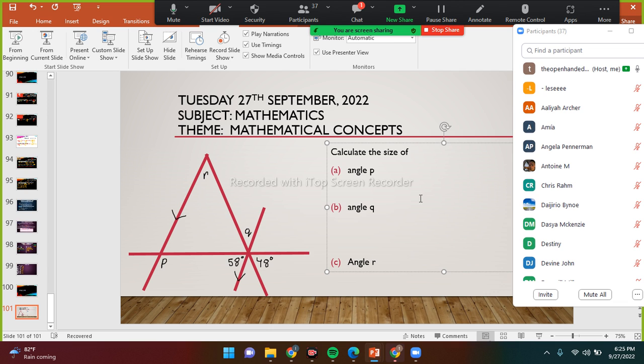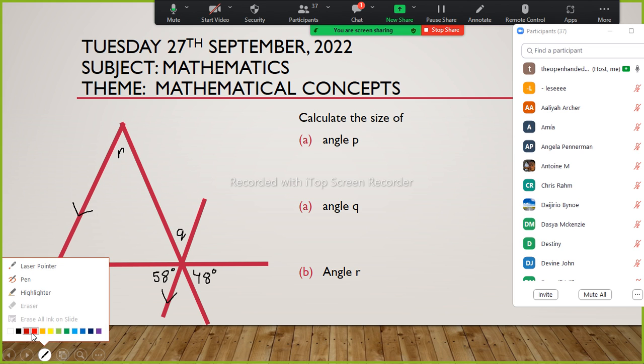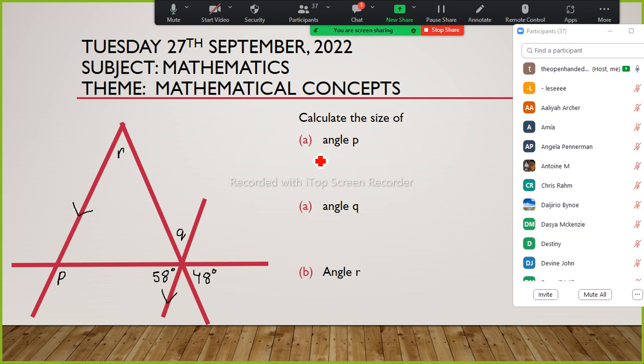Okay, so we're going to attempt these questions and let's see if we can do them. So let's begin. We want the size of angle P first. Angle P is this angle right here. That's angle P. Does anyone have any idea of how we could get angle P? That's the first one they asked us, the size of angle P.